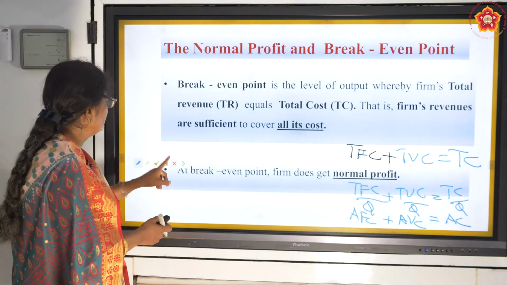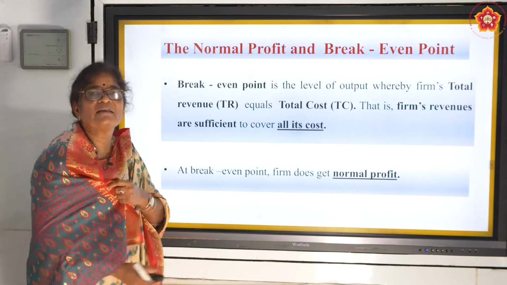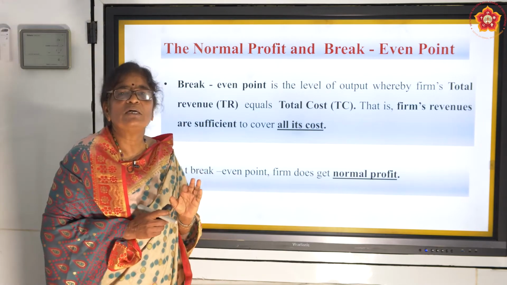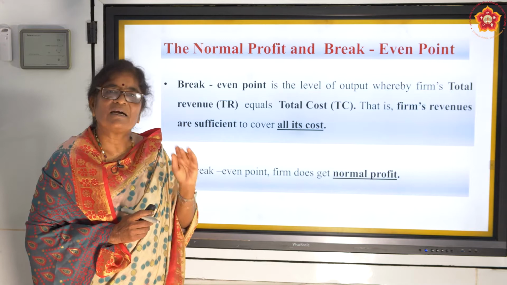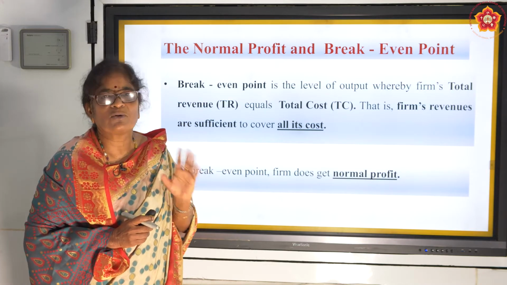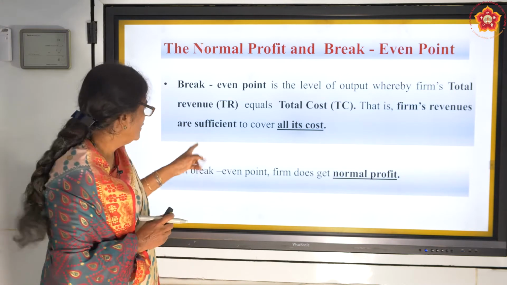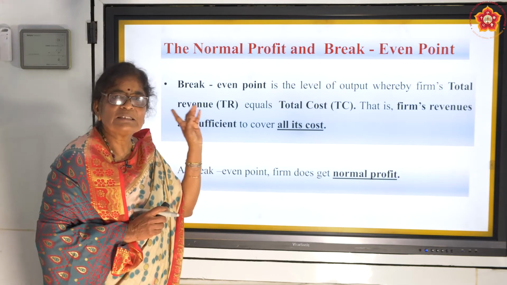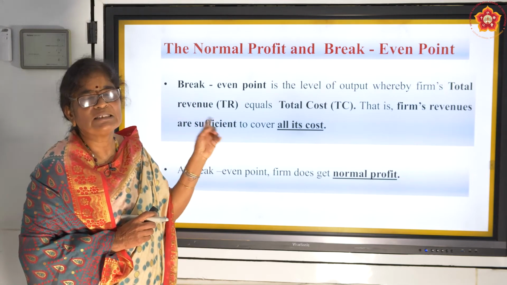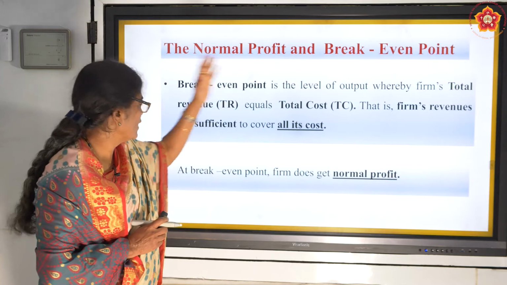Therefore, what is happening at the break-even point? The revenue is exactly equal to the total cost. That means it covers not only variable cost but also fixed cost. Therefore, that point where TR, revenue, is equal to TC is called the break-even point.